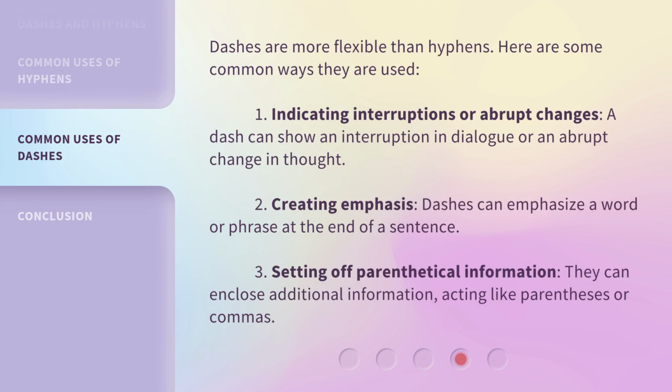Dashes are more flexible than hyphens. Here are some common ways they are used. 1. Indicating interruptions or abrupt changes. A dash can show an interruption in dialogue or an abrupt change in thought. 2. Creating emphasis. Dashes can emphasize a word or phrase at the end of a sentence. 3. Setting off parenthetical information. They can enclose additional information, acting like parentheses or commas.